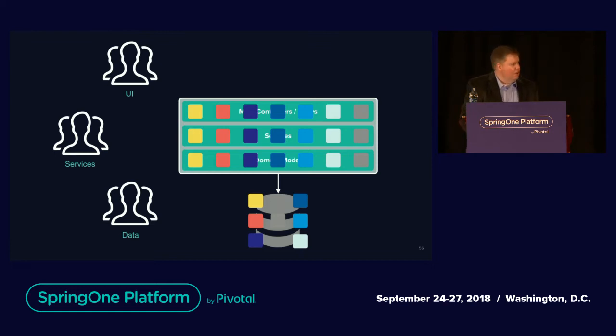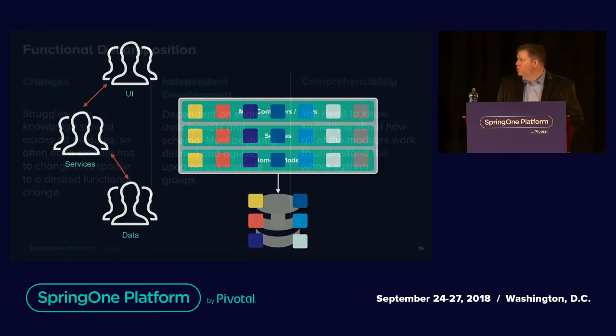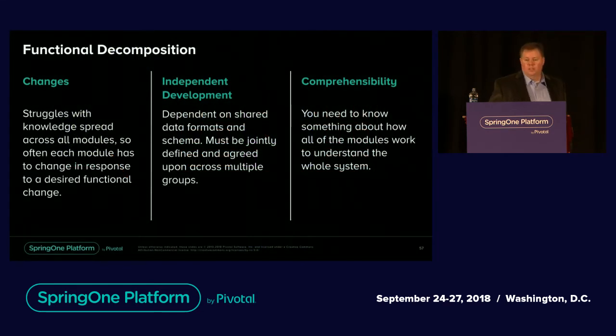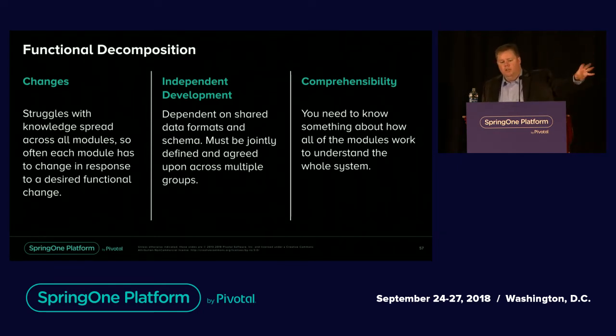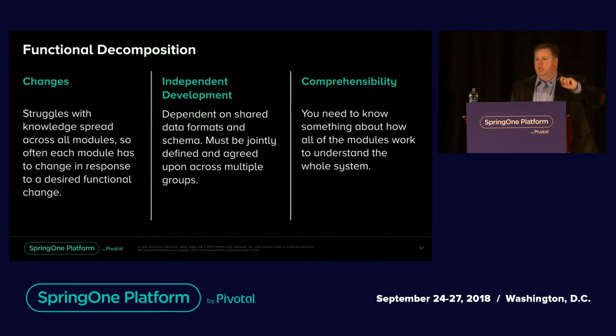In fact, all we do is coordinate amongst all these layers and all these groups trying to get things done. Now, they talked about this in the paper. They called it functional decomposition. And we had our three things that we cared about. We want to change things and be able to continue to do that. We want to be able to have independent development. You don't have to know about other things. We want to be able to comprehend the system. So how did we do?